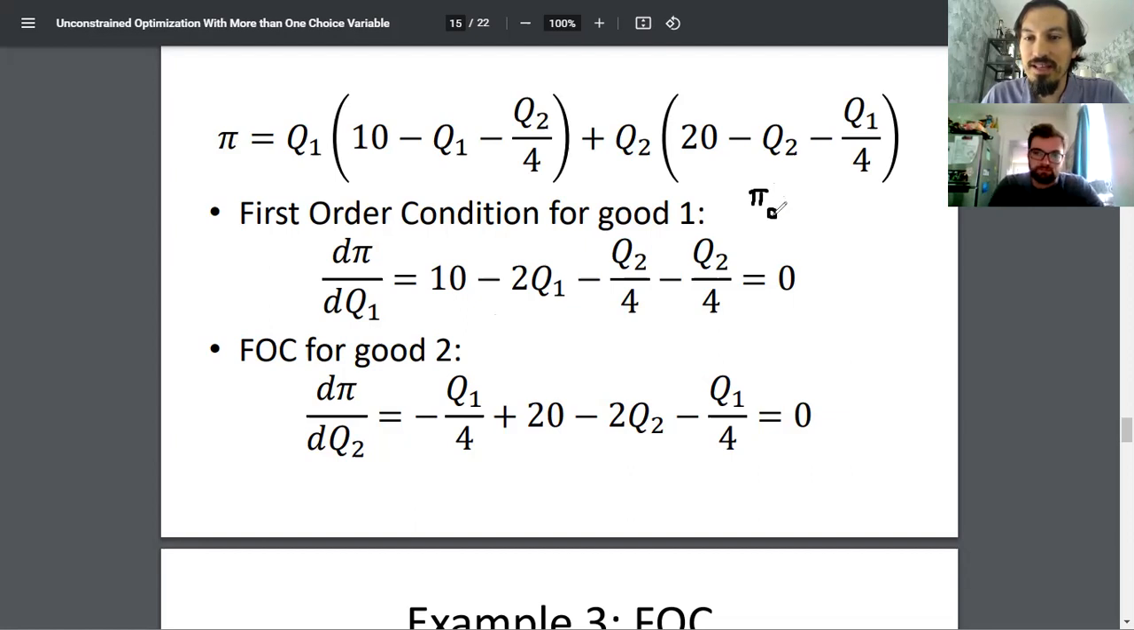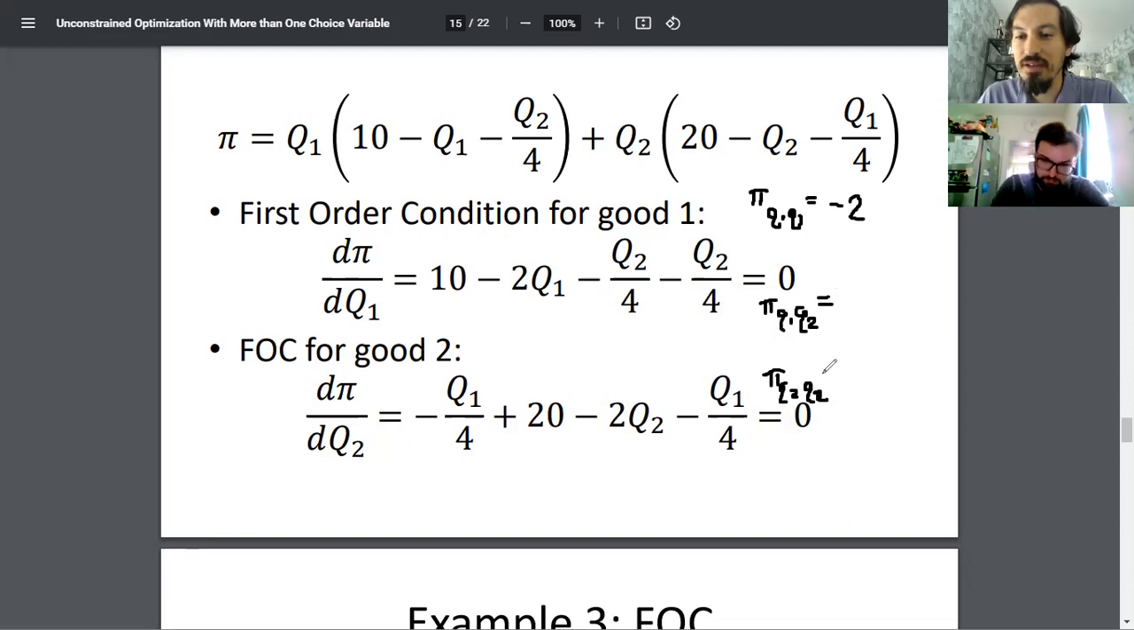Pi Q1, Q1. That's hard to write for me. Oh, never mind, this is pretty awful. But it's the derivative of this with respect to Q1, which I think you can tell right away is -2. Bam. And then there's a cross partial, pi Q1, Q2, and then there's the other second order derivative, Q2, Q2. Sorry, guys, go by what I'm saying, not by what I'm writing. I realize it's not very legible.